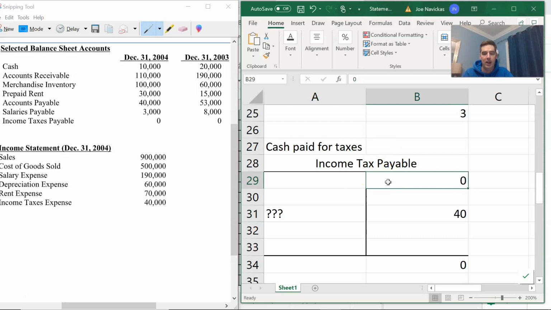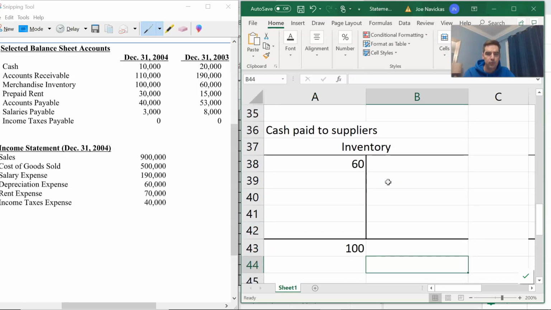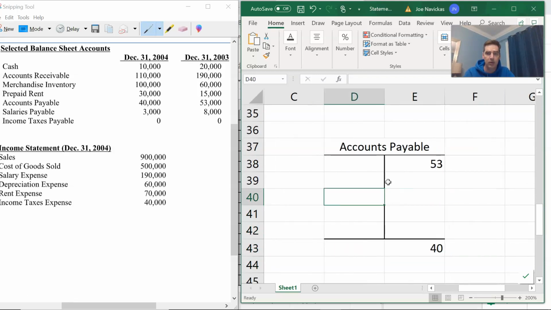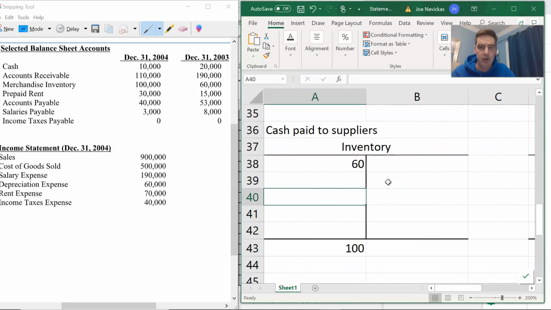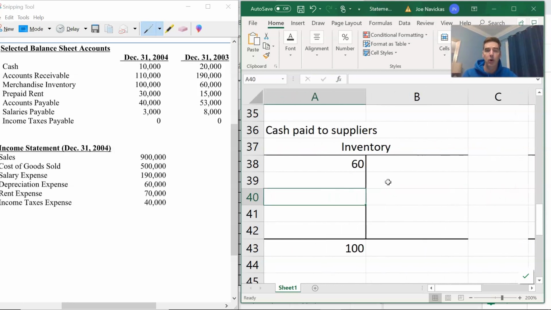All right, so that takes us to our last one, cash paid to suppliers. What you're looking at here, you have two different accounts. You have inventory, and then you have the payable. You've got to remember when you purchase, inventory goes up. So this represents purchases. And so here, this inventory goes down.